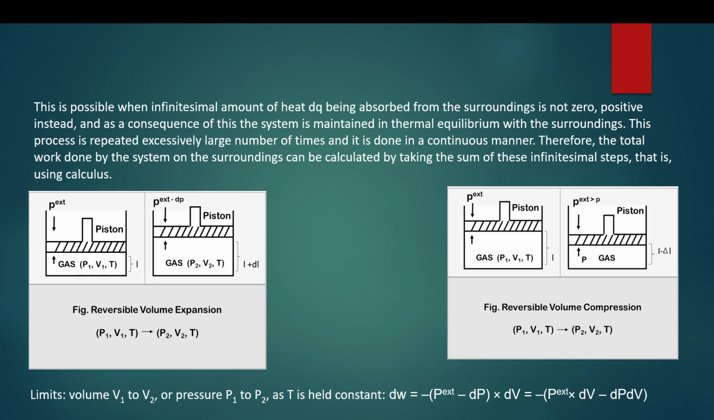These two figures show this very clearly. The first figure shows reversible volume expansion of an ideal gas from P1 V1 to P2 V2, T constant. The second figure shows reversible volume compression from P2 V2 to P1 V1, again at T constant. Their limits are V1 to V2, pressure P1 to P2, and dW equal to minus (P external minus dP) into dV.